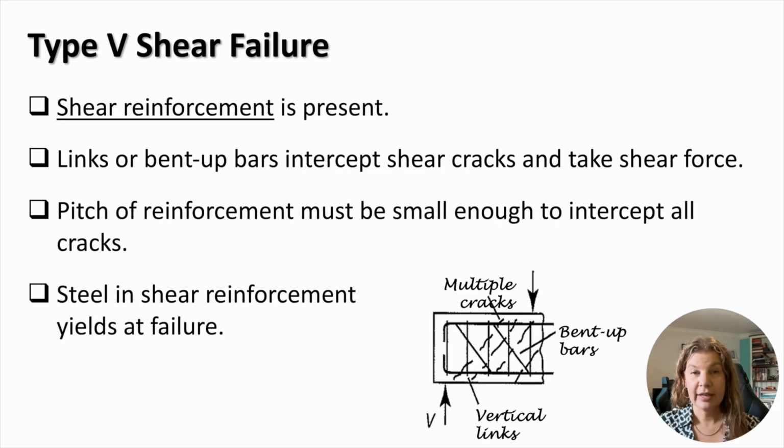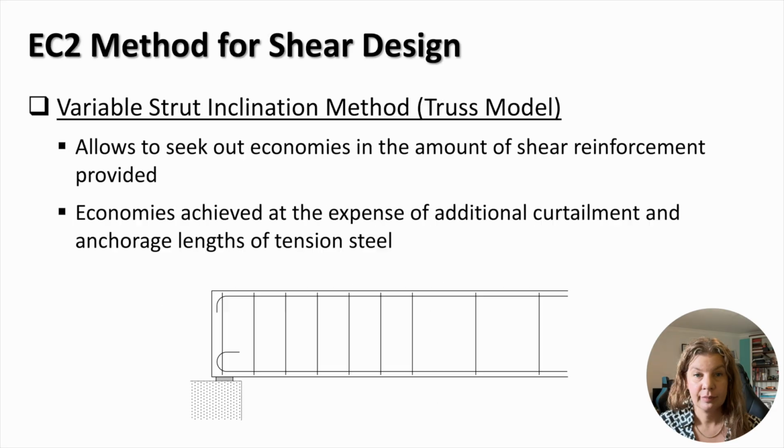Type 5 shear failure occurs when shear reinforcement is present. In such beams, links, or bent-up bars, intercept shear cracks and take shear force. The shear design should assure that the pitch of shear reinforcement is small enough to intercept all shear cracks. The ultimate limit state design for shear assumes that steel in shear reinforcement yields at failure.